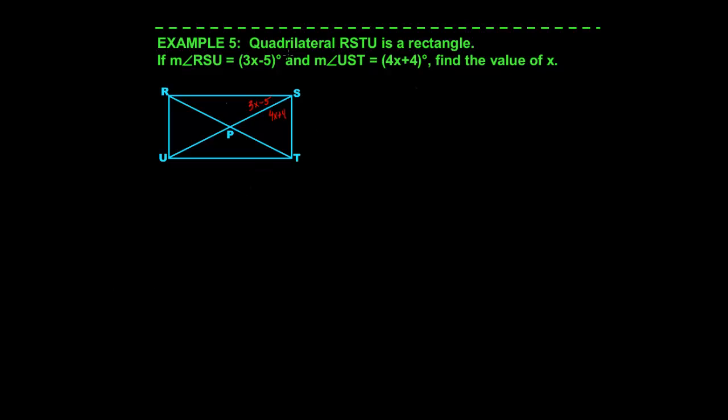What do we know? I did this in the last one. What do we know about this angle up here? If it's a rectangle, it's a right angle. That means it equals 90. So we have two things that, when added together, equal 90. 3x minus 5 plus 4x plus 4 equals 90.